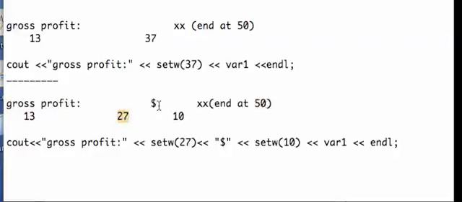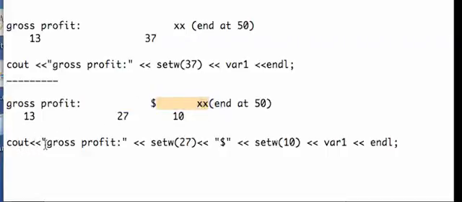That means that the $ sign will be right justified in a field 27 characters wide. And it makes sense because now 13 for gross profit, 27 for the $ sign, that's 40, and 10 more for the variable, that's 50. And here's your output.